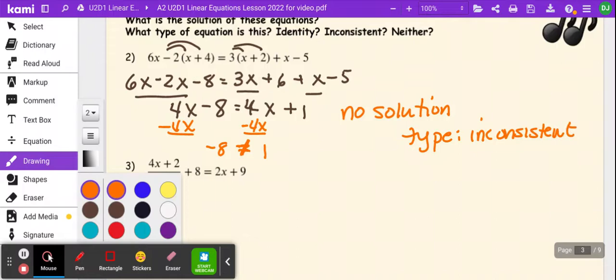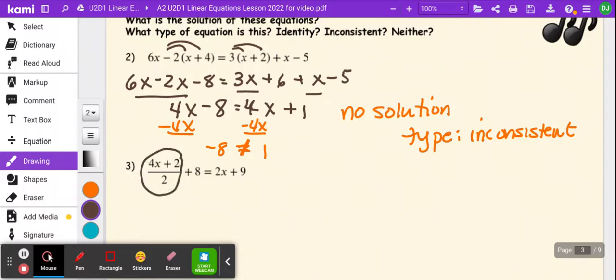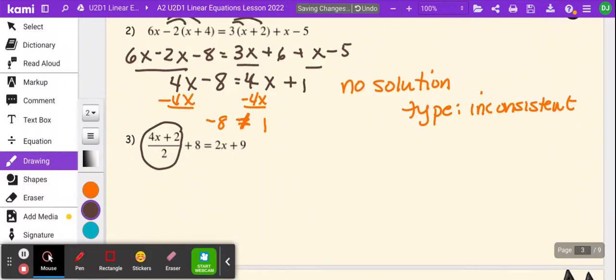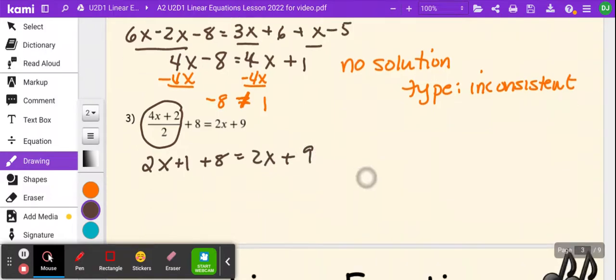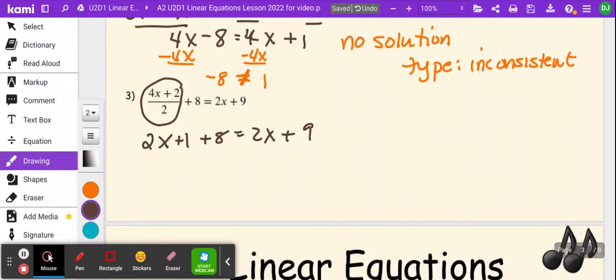All right, so that's what that looks like. Let's look at the next one. Okay, so let's look again. What are ways that I can simplify this? Well, don't be bothered by this because we can simplify that pretty easily, because 4x plus 2 divided by 2 is just 2x plus 1, plus 8 equals 2x plus 9. All right, what's happening over here?